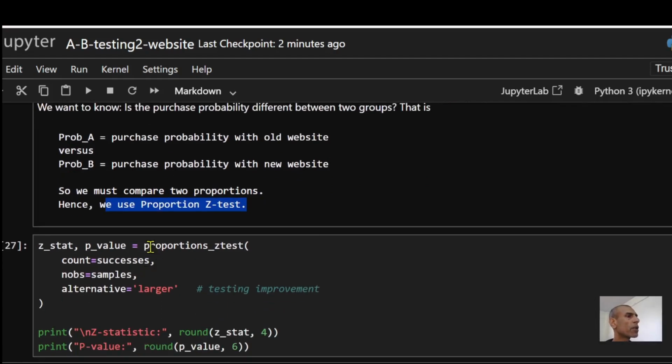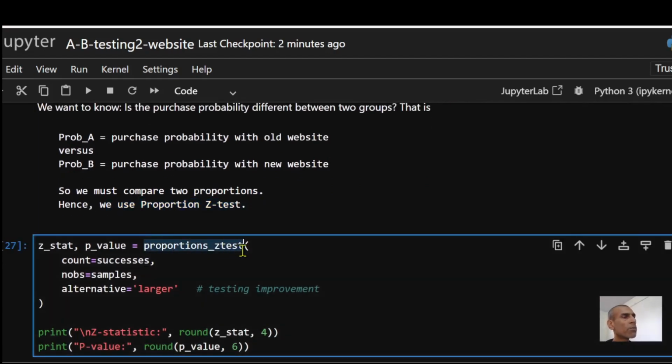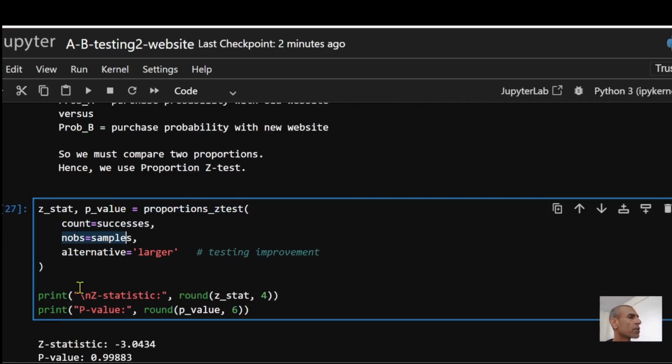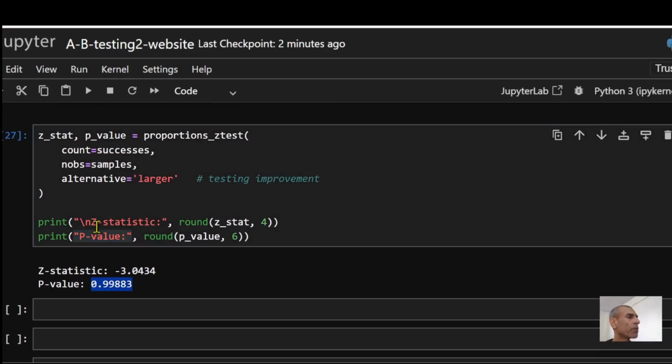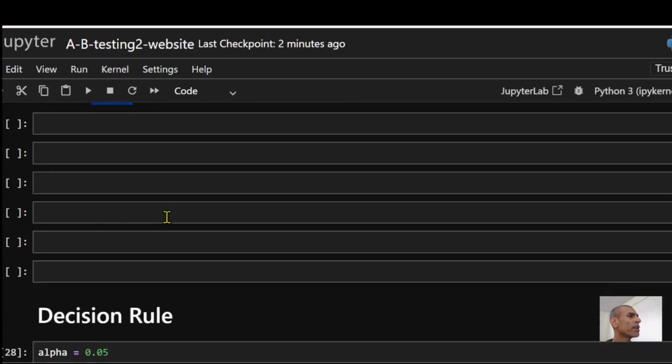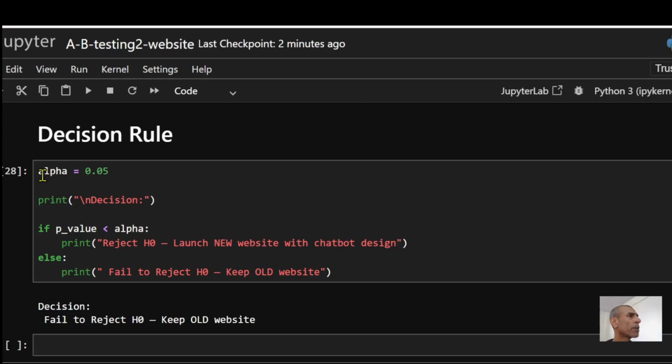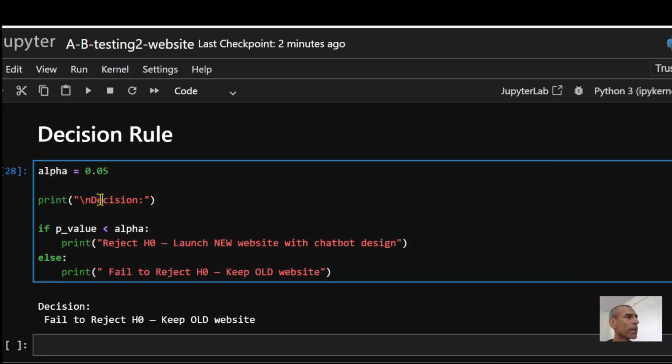So in this case, I'm calling this inbuilt method, proportion z-test. This is part of statsmodels. Count equals success, number of observations is your samples. You supply your parameters, and that's going to give you your z statistic and p-value. The p-value is the most important. I got my p-value from here. Then I make a decision. I'm choosing my alpha as 0.05.